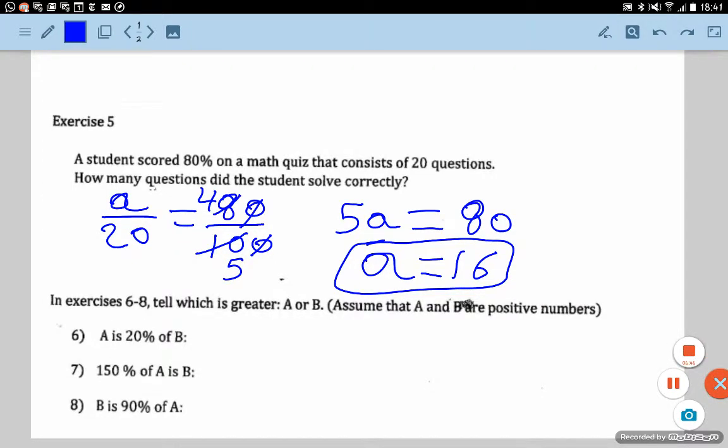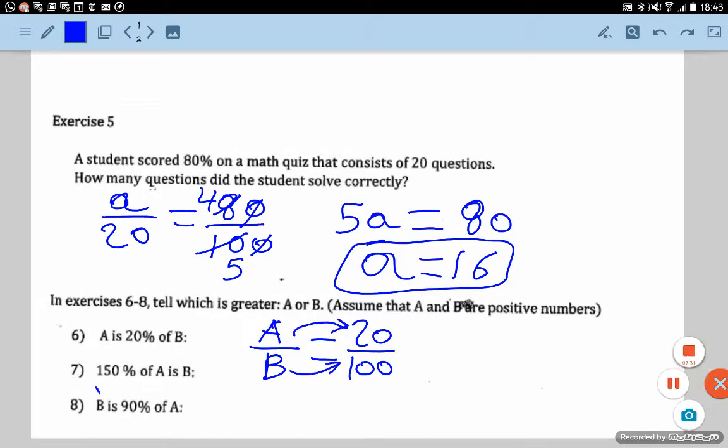The next question. They are telling us in exercises 6 until 8, tell which is greater, A or B. Assume that A and B are positive numbers. Here, number 6, the question says A is 20% of B. Here, he means that we have to write A over B equals 20 over 100.